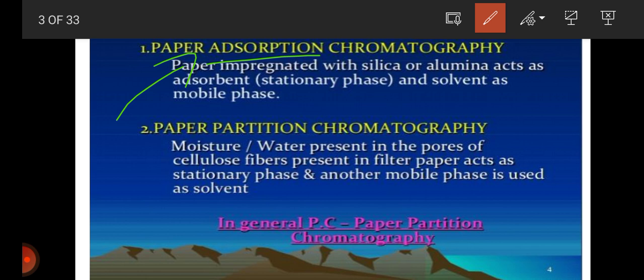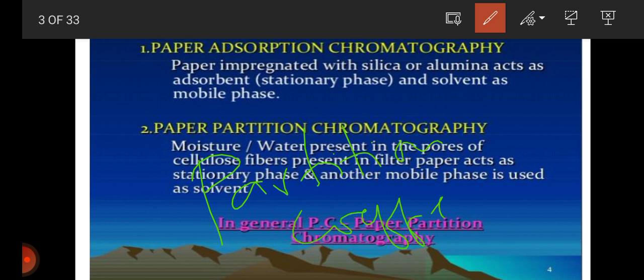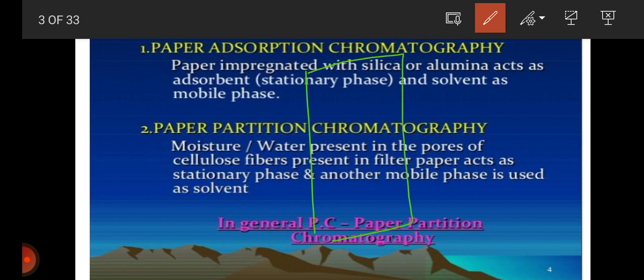But when compared to these two types of chromatography, we are not widely using paper adsorption chromatography. Paper partition chromatography is the most widely used technique in paper chromatography, which works on the principle of partition coefficient. So what is the stationary phase and the mobile phase in paper partition chromatography? As usual, you take the filter paper, your Whatman filter paper.